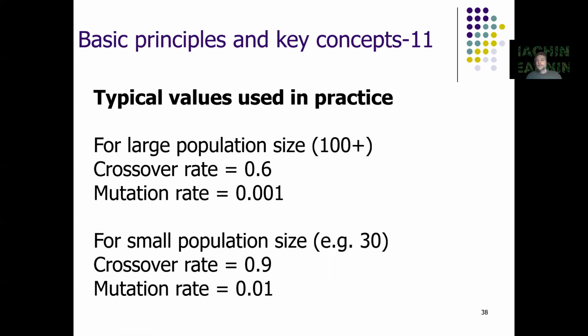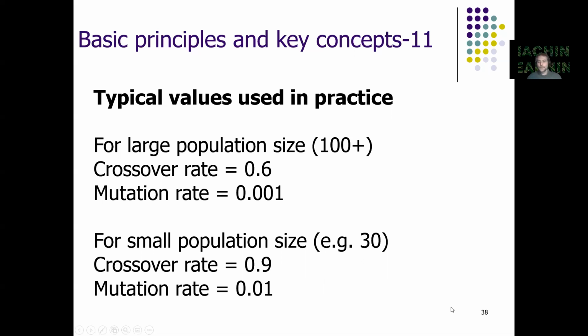Some typical values: there are heuristics, as you understand, in these kinds of methods, crossover rate, mutation rate. These are basically heuristics that we need to decide what kind of values they are going to take. And there are some guidelines for large population sizes, more than 100 members in the population: crossover rate 0.6, mutation rate 0.001. These are some starting points. For small population sizes, let's say around 30, crossover rate 0.9, mutation 0.01.